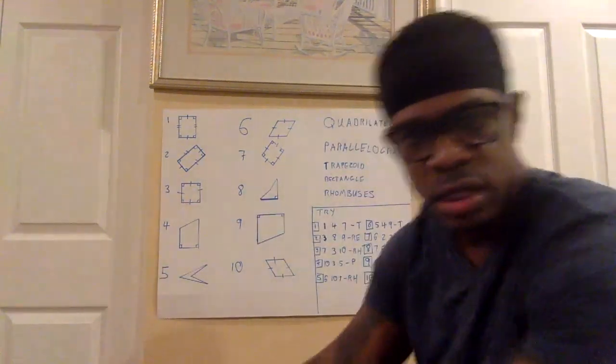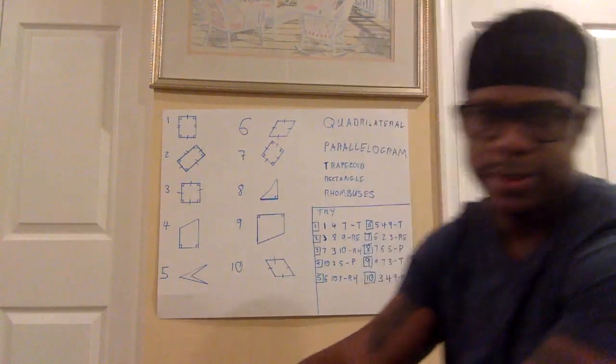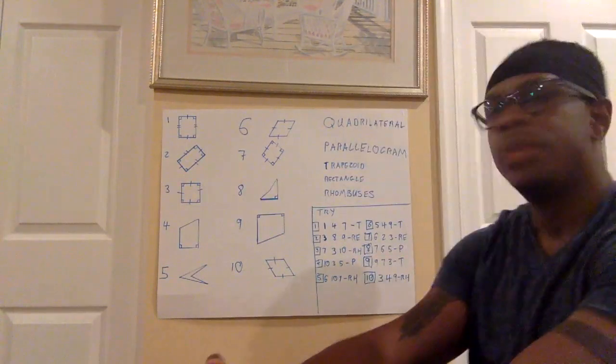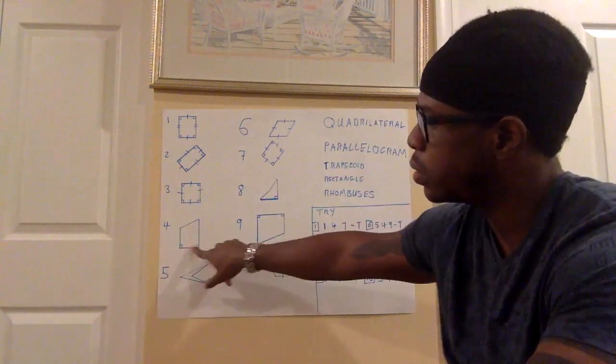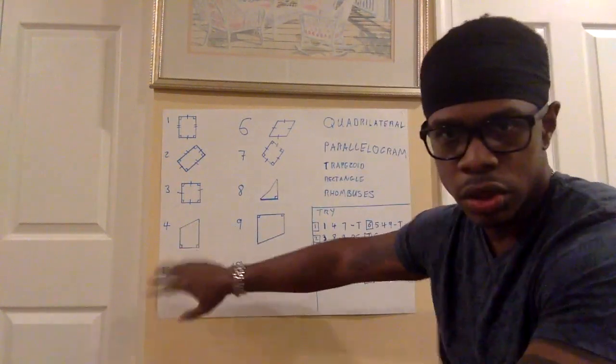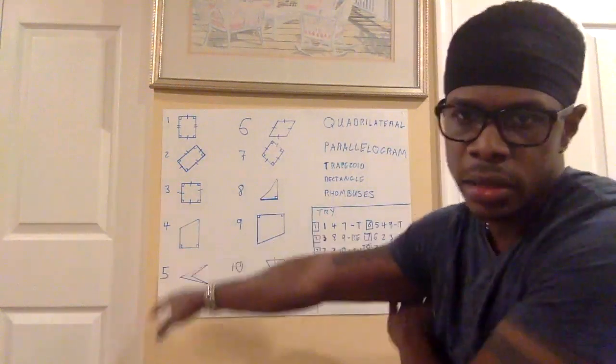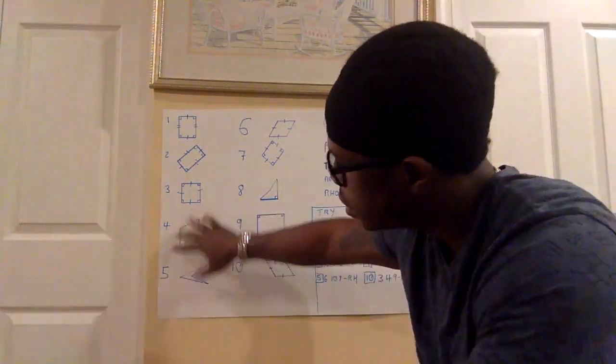Number 4. If I say number 4 is a rectangle, would I be correct? No, I would be incorrect because a good way to see is we don't even have 4 right angles. We only have 2. So right off there, we know that this can't be a rectangle. And these are not parallel. We need those 2 parallel lines.